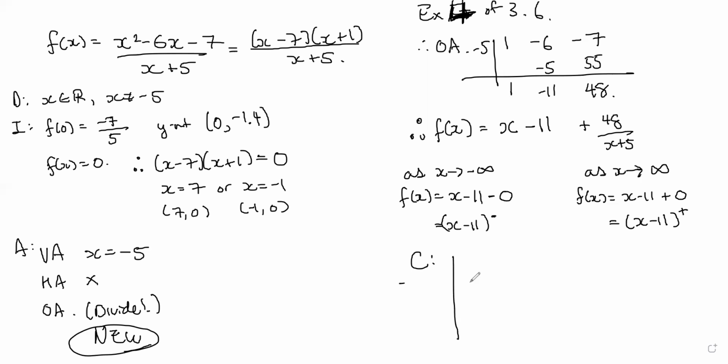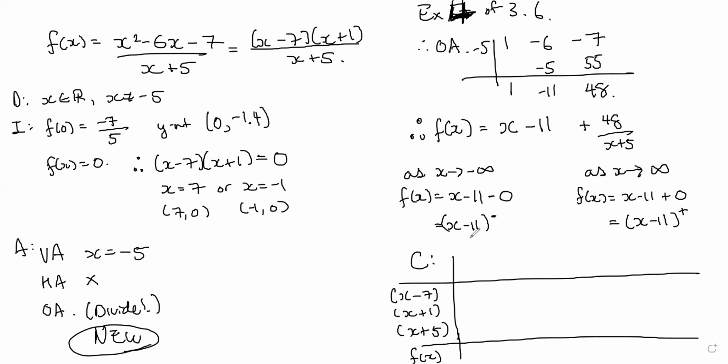Finally, let's do the chart. I am putting every term or binomial here that would change the sign. And I am putting all vertical asymptotes and x-intercepts in chronological order. That would be vertical asymptote. That's a 0. That's a 0.